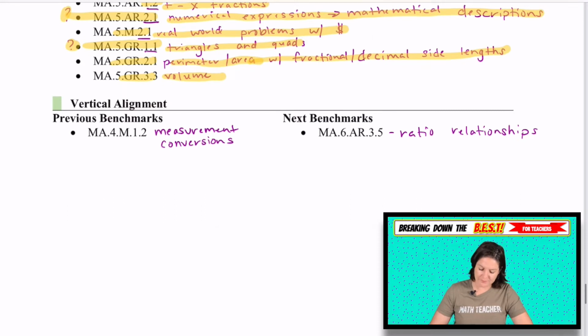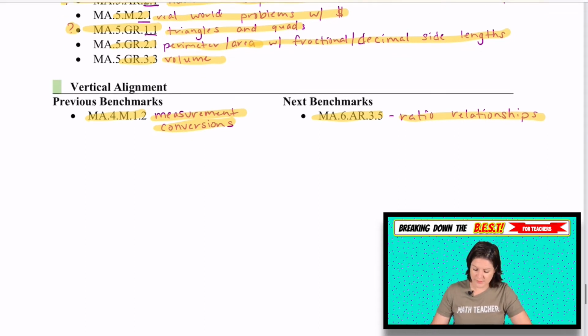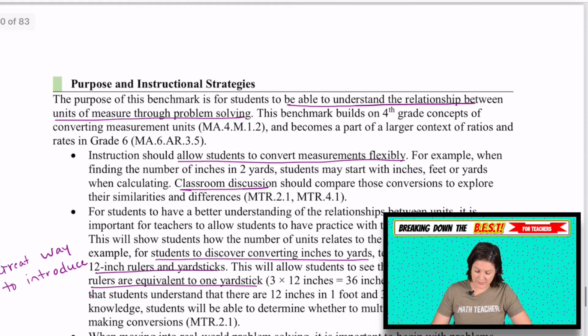All right, where are they coming from? In 4th grade, 4.M.1.2, that was our measurement conversion standard. And in 6th grade, they're going to be talking about ratio relationships. So this is definitely a great standard to practice.